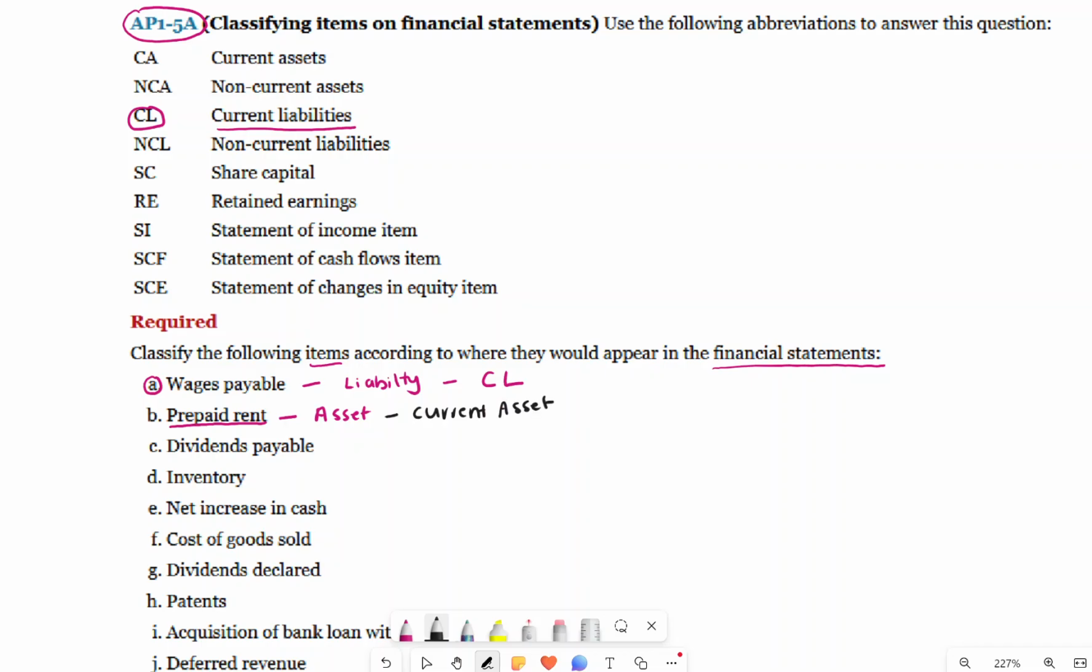Going to the next one, dividend payable. Dividend payable will be a liability. What type of liability is it? It is my current liability. So it will be my current liability.